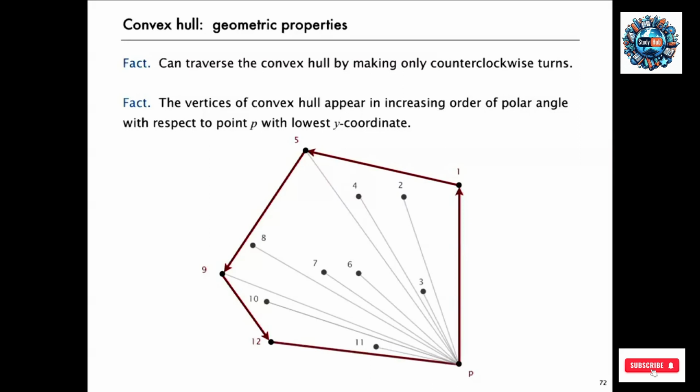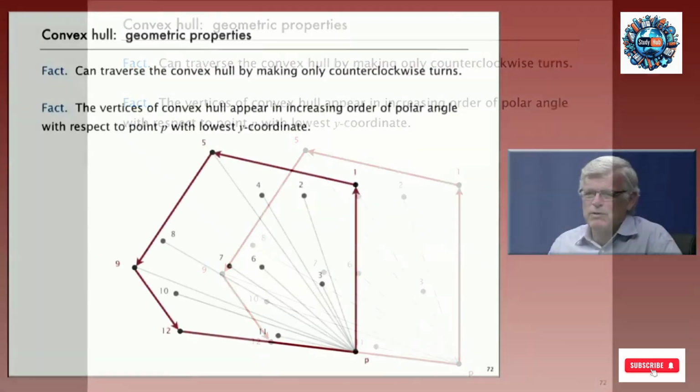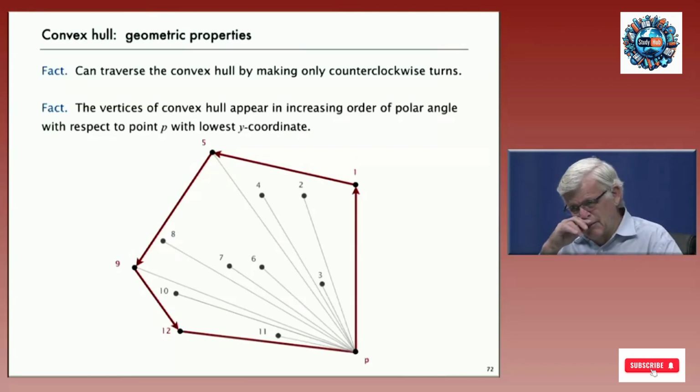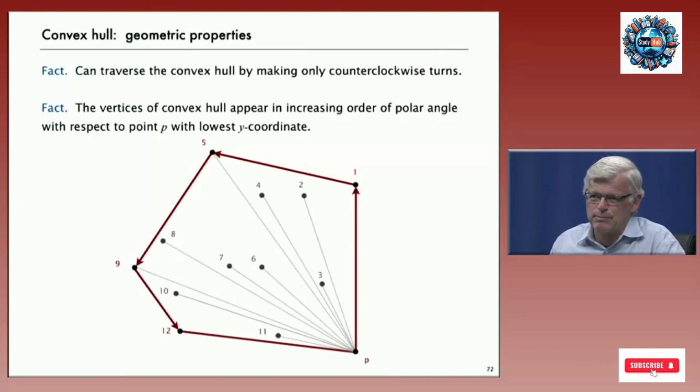The other thing is, if you take the point with the lowest y coordinate, and then look at the polar angle of every other point with respect to that one, so the angle you get from the x-axis through P up to the point, then the vertices appear in increasing order of that angle. And again, that's not difficult to see that that's a fact.